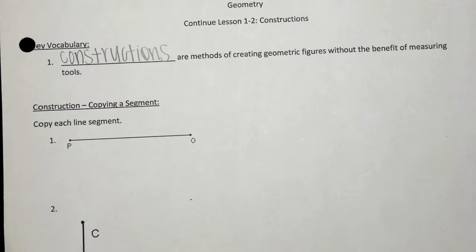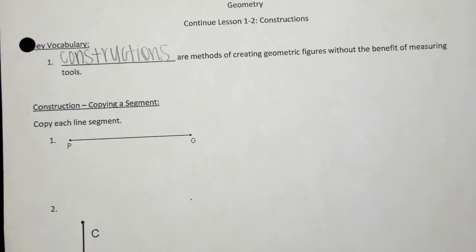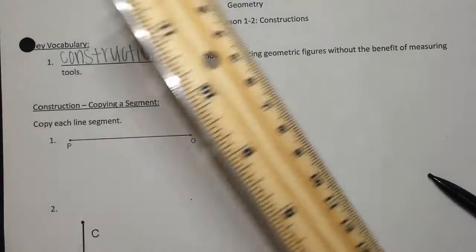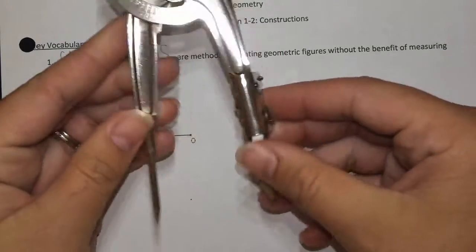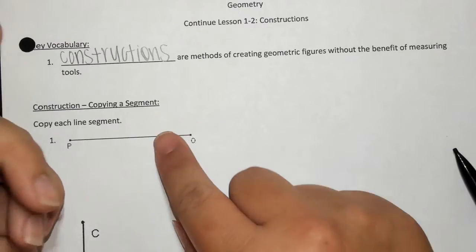Here's what a construction is. Autumn, put it on that black table. Don't touch it. Here's what a construction is. It's using just a compass. We're only using a ruler to make our lines straight. So a construction is using your compass to copy or do anything to a line.